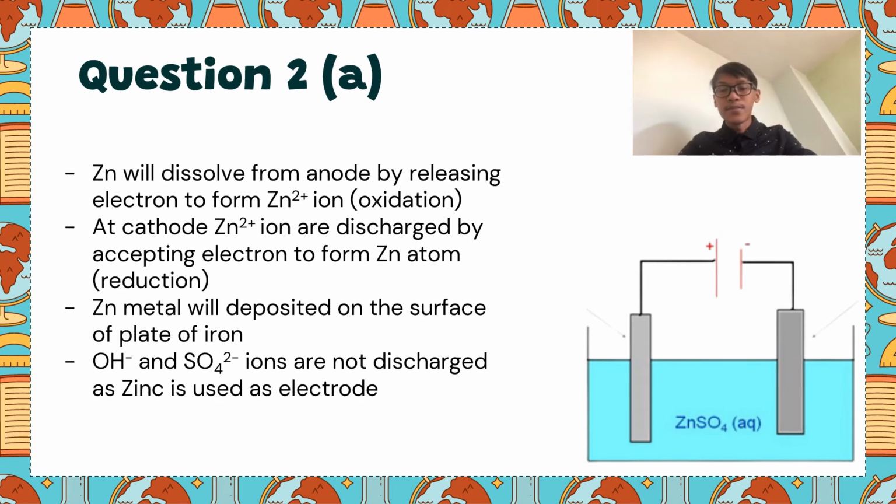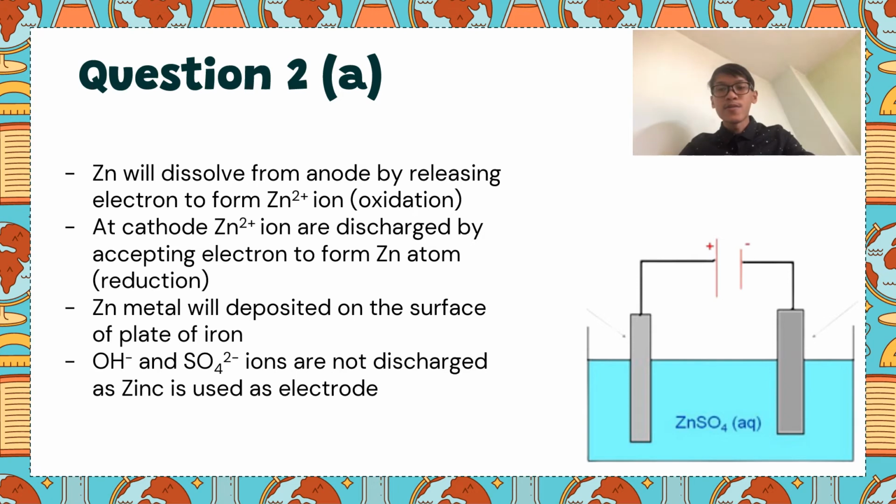During this experiment, zinc at the anode will dissolve by releasing electrons to form Zn2+ ions. This process is called the oxidation process. While at the cathode, Zn2+ will accept electrons to form zinc atoms, and this process is called the reduction process. At the end of the experiment, we can see that zinc metal will be deposited at the plate of iron.